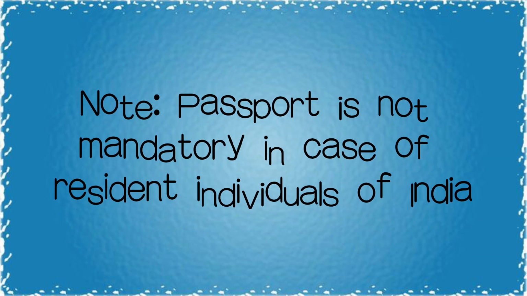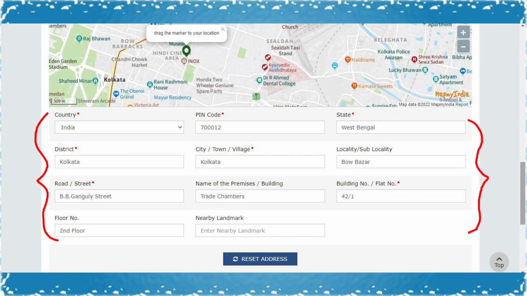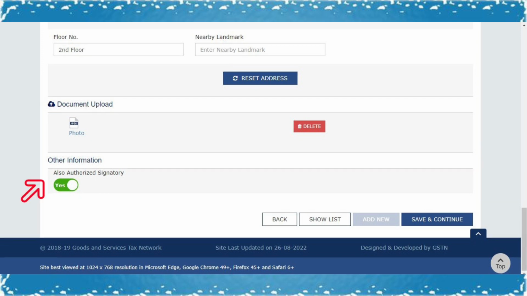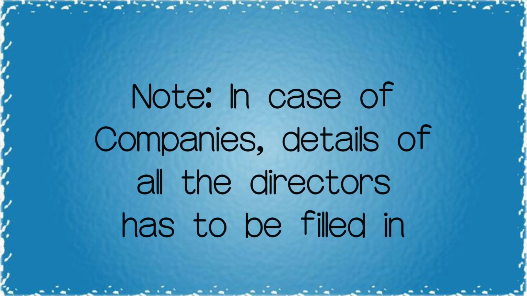Passport is not mandatory in case of resident individuals of India. In other cases like NRIs, you have to fill in the passport details. Now the residential address has to be filled in over here along with a photograph of the proprietor or the director or the concerned designated partner or partners, whoever it might be. Your proprietor, partner or director, any of them can also be an authorized signatory. So there is a separate button over here which signifies authorized signatory. If they are, you have to press it and select yes, and if they aren't, you can leave it as no. In case of company, all the details of all the directors have to be filled in.